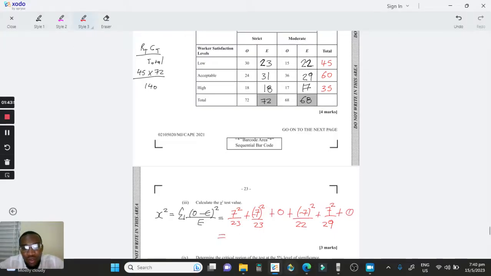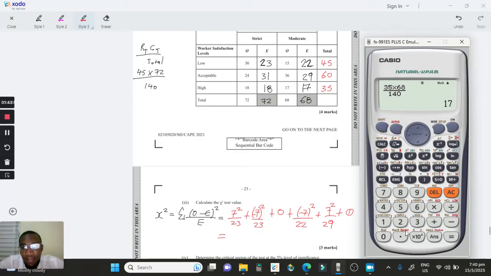So now we'll work out all of that. 7 squared over 23 plus this is now negative 7. I'm not going to write a negative 7, I'll just put in the 49 over 23 plus 49 over 22 plus 49 over 29. So I'll work out the squares there.